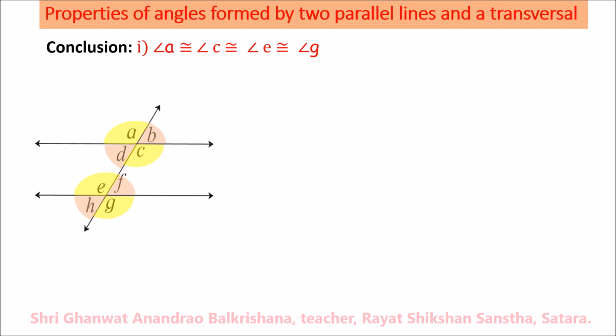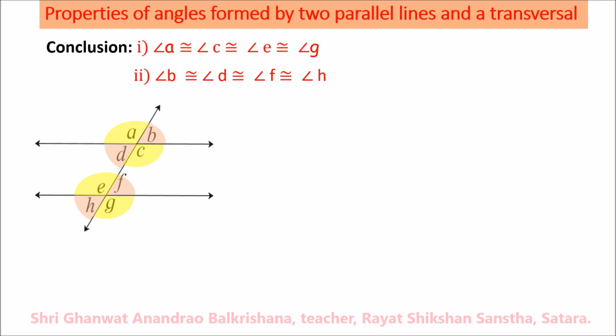Part first matches with angle B, angle D, angle F and angle H. Therefore, we have another conclusion: angle B is congruent with angle D, is congruent with angle F and is congruent with angle H.